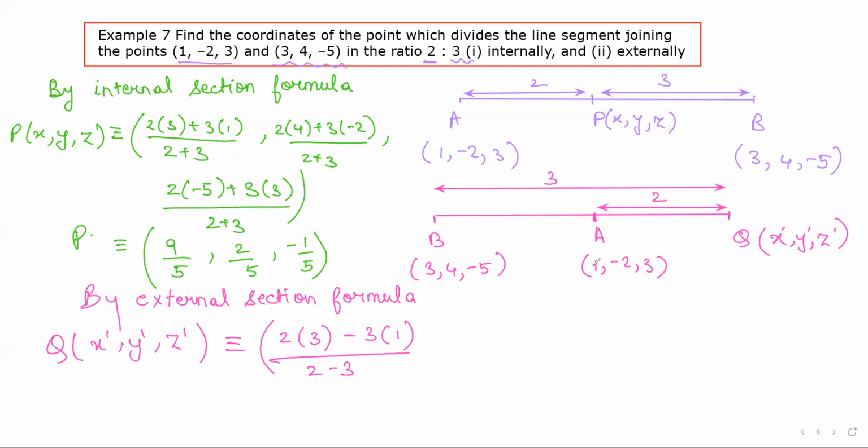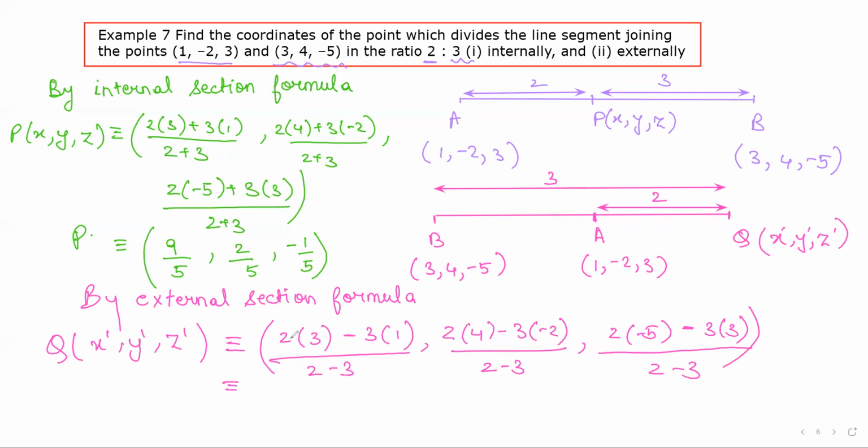Similarly, you have 2 into 4 minus 3 into minus 2 whole upon 2 minus 3, and 2 into minus 5 minus 3 into 3 upon 2 minus 3. So this will give you 2 into 3, 6. 6 minus 3 is 3 upon 2 minus 3 is minus 1. So it will give you minus 3. Then 8 plus 6 upon minus 1, which is minus 14. Minus 10 minus 9, minus 19 upon minus 1 is plus 19. So these are the coordinates of your point Q.